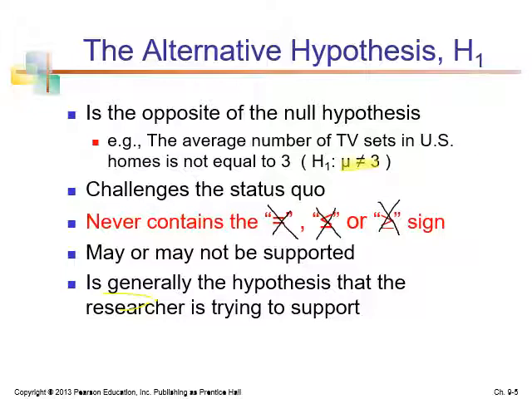So, if the null hypothesis, H0, has an equal sign, the alternative hypothesis, H1, will have a not equal to sign. If the null hypothesis has a less than or equal to sign, the alternative will be greater than. If the null hypothesis has a greater than or equal to sign, the alternative will be less than. So they complete each other, and they are the opposite of each other.